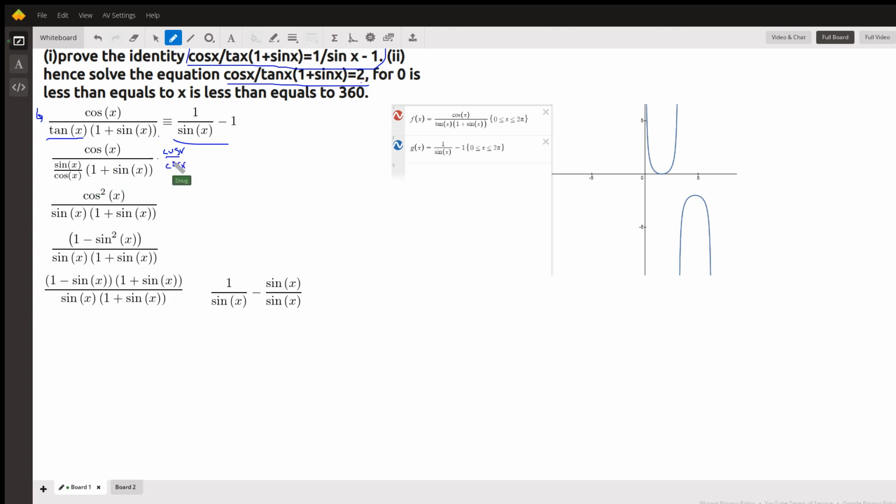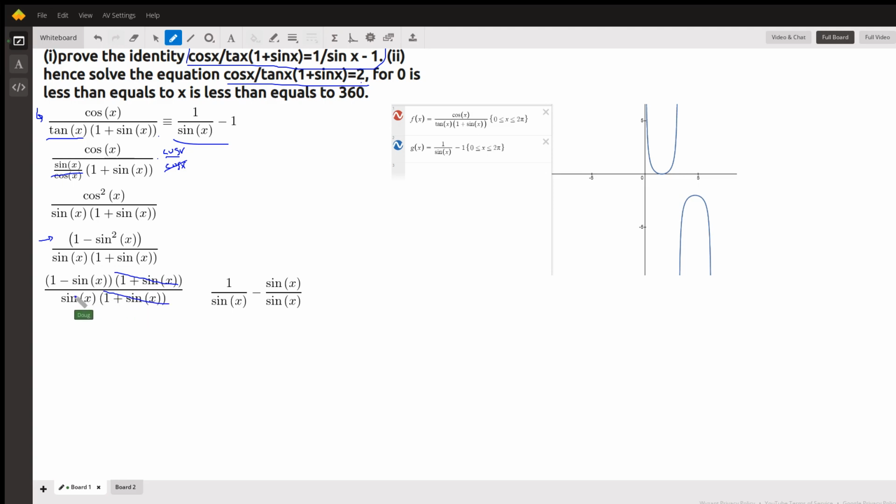So on the denominator, these cosines cancel out, and I get cosine squared x in the numerator. And then the reason I convert cosine squared to 1 minus sine squared is because when I look on the right side, I see that there's only sine. So there's a Pythagorean identity. This is a difference of squares. It factors into 1 minus sine times 1 plus sine, and now the 1 plus sines cancel out.